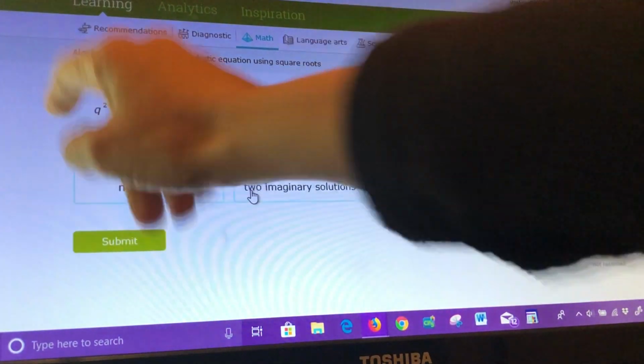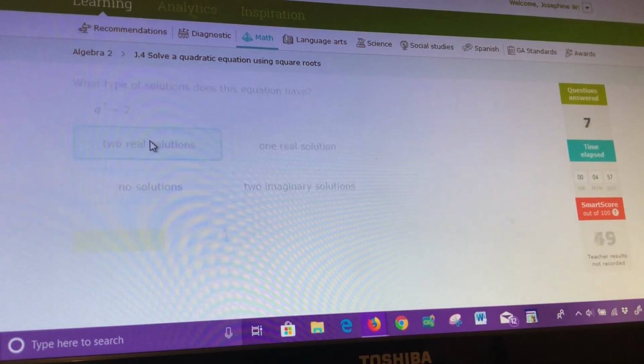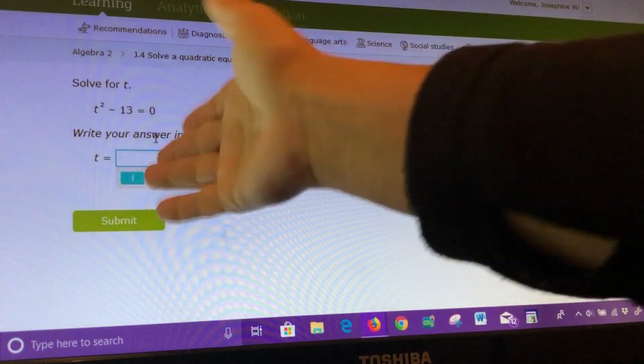Same thing. So you're going to take the square root of 2, and it's going to be plus or minus the square root of 2. So it's going to be two real solutions. All right, what about this one?